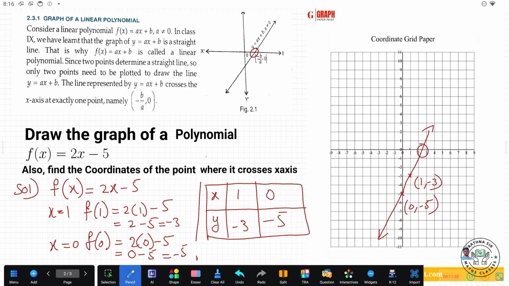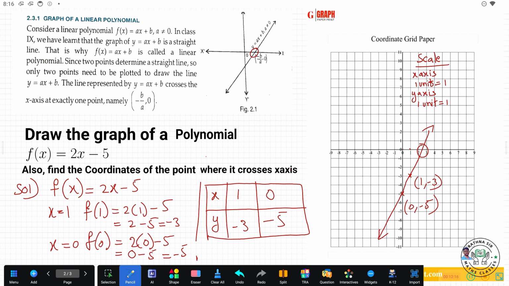Here in this graph we need to write scale. This is very important. What is the scale here? In x-axis, each unit we are taking it as 1 only, because 1, 2, 3, and y-axis, here also each unit we are taking it as 1, right? So this is about how to draw a linear polynomial graph, right?